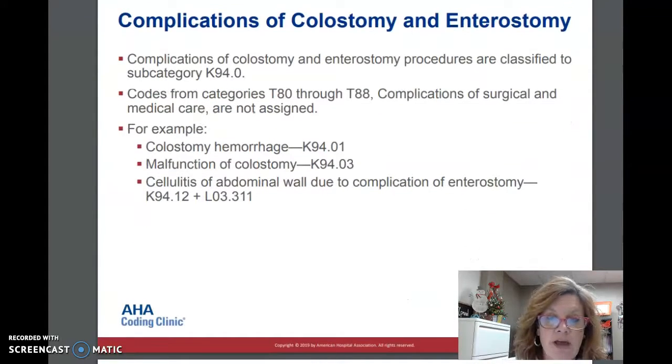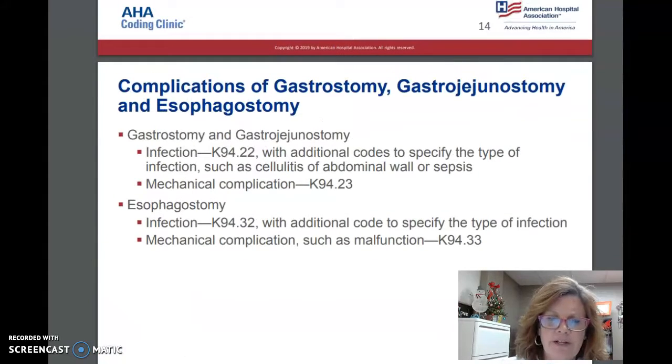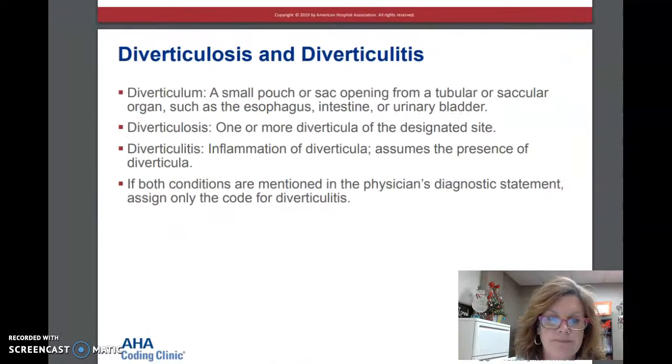Complication codes. We do have complication codes for colostomy. These are K codes. Okay, a lot of things going on here will be K codes. That's basically the digestive system coding. And we have a gastrostomy, which is the K94. Again, we want to know if there's anything additional for infection, like did they get cellulitis?